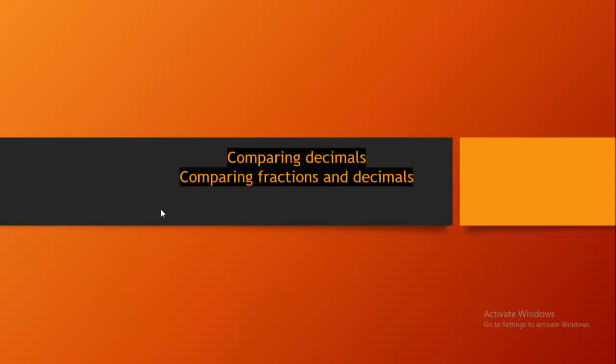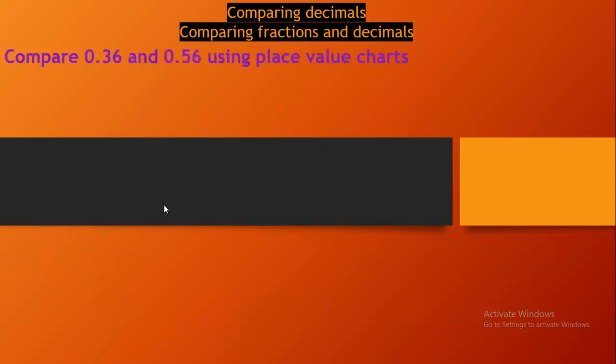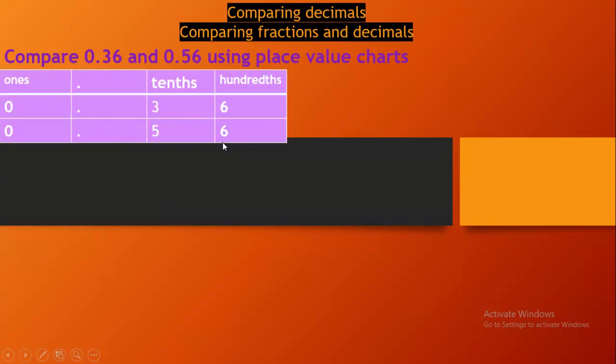Our lesson today is about comparing fractions and decimals. If I want to compare two decimals with each other, I will compare them using a place value chart. What is the meaning of a place value chart? It is a table like this one here: ones, decimal point, tenths, hundredths.